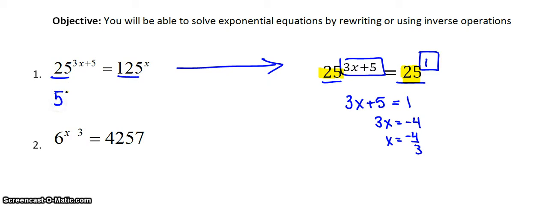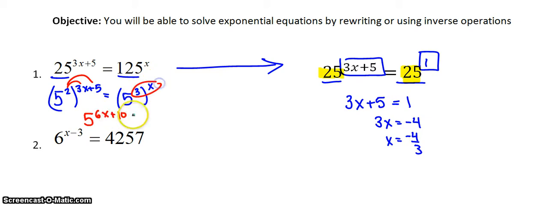For example, I know that 25 is 5 squared. So can I rewrite this as 5 squared to the 3x plus 5? And 125 is 5 cubed. So I can rewrite this as 5 cubed to the x. Now I have a common base, so if I do a little bit of exponent work, I can compare them. So if you have a power to a power, you always multiply the exponents. So this becomes 5 to the 6x plus 10. And again, you multiply these, which is a little bit easier. It's just 5 to the 3x.